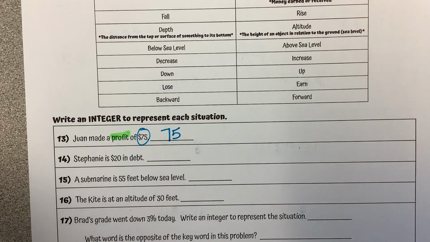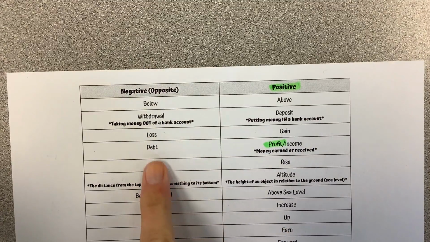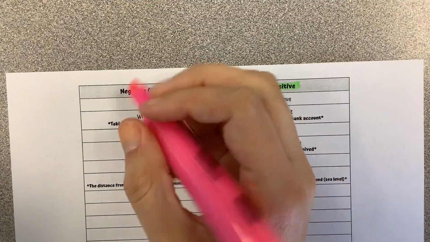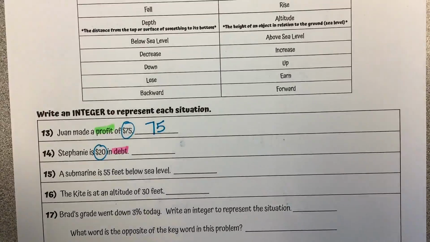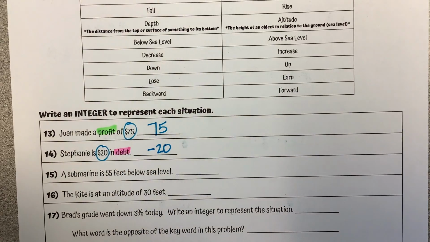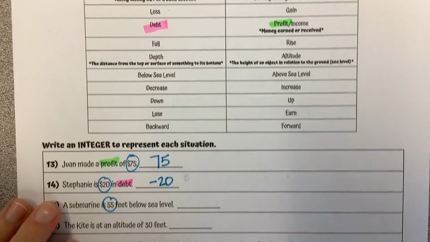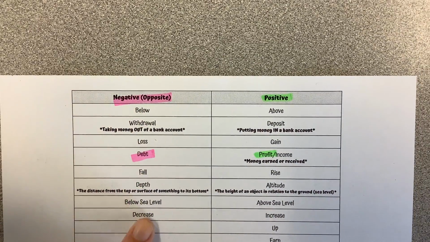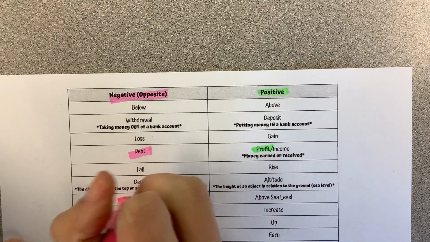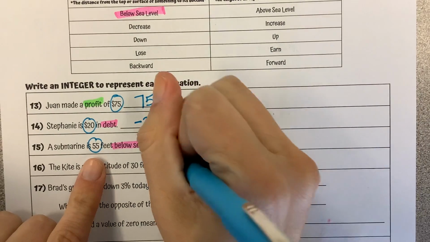Stephanie is $20 in debt. So I see the word debt. I look on here. I see debt on my negative side. So that tells me that debt is going to be negative. A submarine is 55 feet below sea level. So below sea level, I see below, and I see below sea level. So that's going to be negative 55.